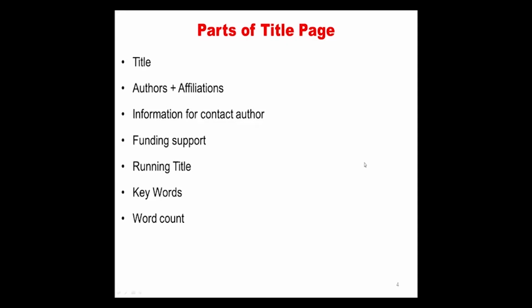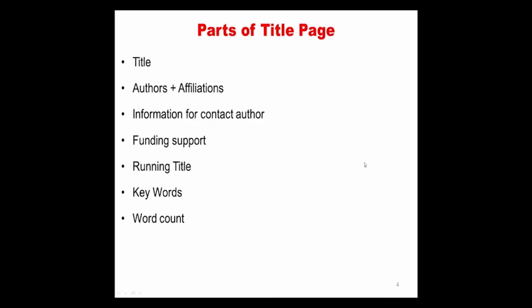Okay, now let me get in a little bit to the parts of the paper. All right, so first of all, the title page. The title page is going to have your title. It's going to have your authors and their affiliations, like where they're from. Information for the contact author. The contact author is the person that the journal will be communicating with. It's often the first author. Sometimes it's the last author.